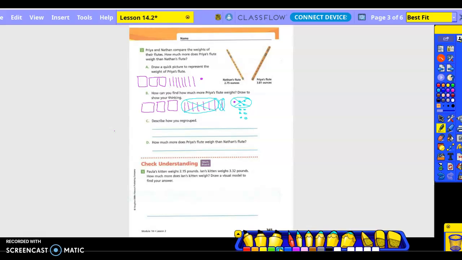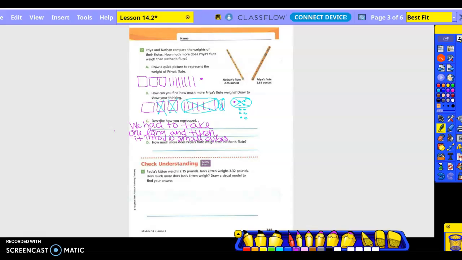And then, no, I don't have to do anything with the flats yet because I had 7 longs. So then, now I have to get rid of 2 ones. So can I get rid of 2 flats? Yep, so I just put an X on them. Okay, so describe how you regroup. So basically, we had to take 1 long and turn it into 10 small cubes.